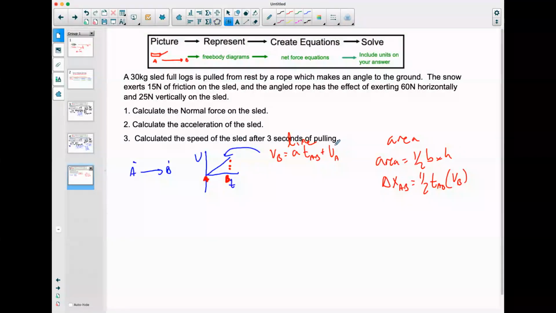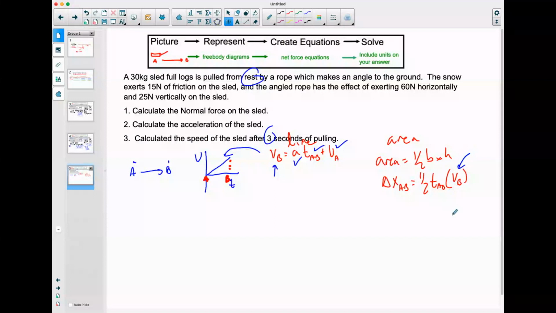So do I know the velocity at A? Yeah, it's 0. I can see from my graph, it says it starts from rest, right here, rest. Do I know the time from A to B? Yeah, 3 seconds. Do I know the acceleration? I do. I calculated that acceleration in the previous slide. It came out to 0.67 meters per second per second. So this equation will get me the velocity at point B, which is how fast the sled is going at 3 seconds. Now let's see if this one would also work.